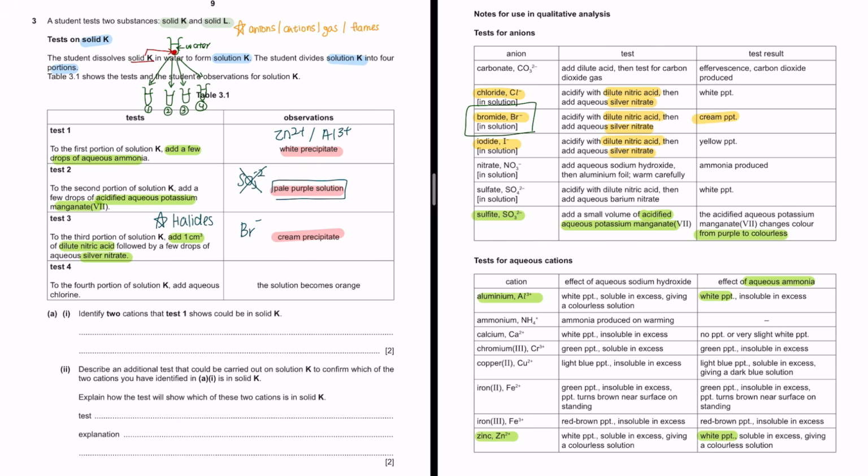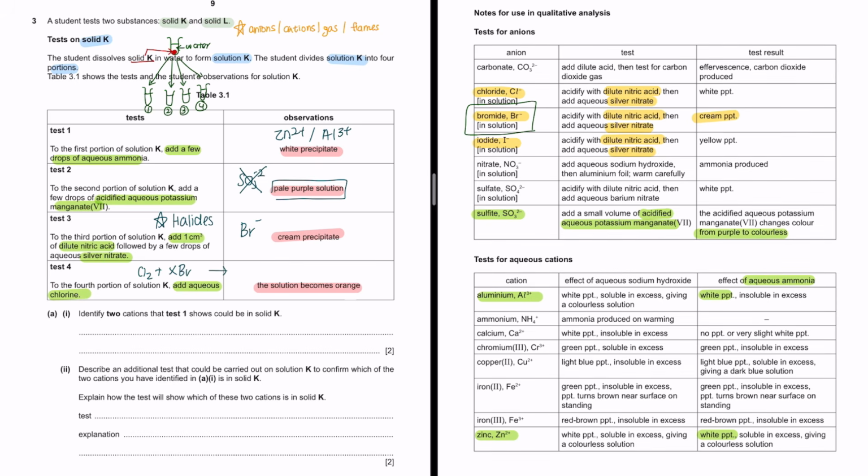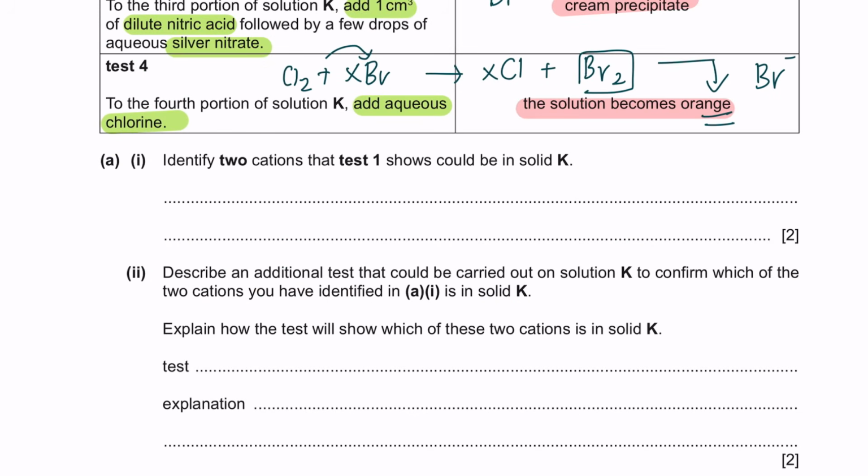And for the last portion, adding aqueous chlorine, and the solution becomes orange. Now again, this is a test for halogens. So we have a test of halogen displacement reaction over here, whereby when chlorine is added to a solution that contains bromide, the chlorine will displace bromine, which is orange in color. So here's another proof that this contains bromide. Okay, now that we have gotten all the information, we can answer the questions.